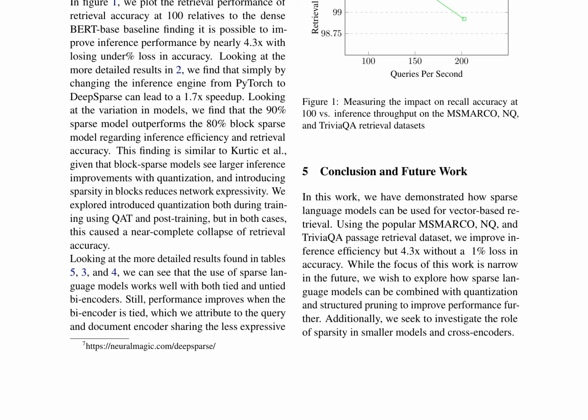The authors also explore the introduction of quantization during training and post-training, but find that this causes a near-complete collapse of retrieval accuracy. The findings in this work demonstrate the potential of sparse language models for vector-based retrieval. The use of sparse language models can lead to significant improvements in inference efficiency without compromising accuracy. Future work aims to explore the combination of sparse language models with quantization and structured pruning to further improve performance, as well as investigating the role of sparsity in smaller models and cross-encoders. The authors present a comprehensive compilation of methodologies, algorithms, and mathematical concepts in their research paper.